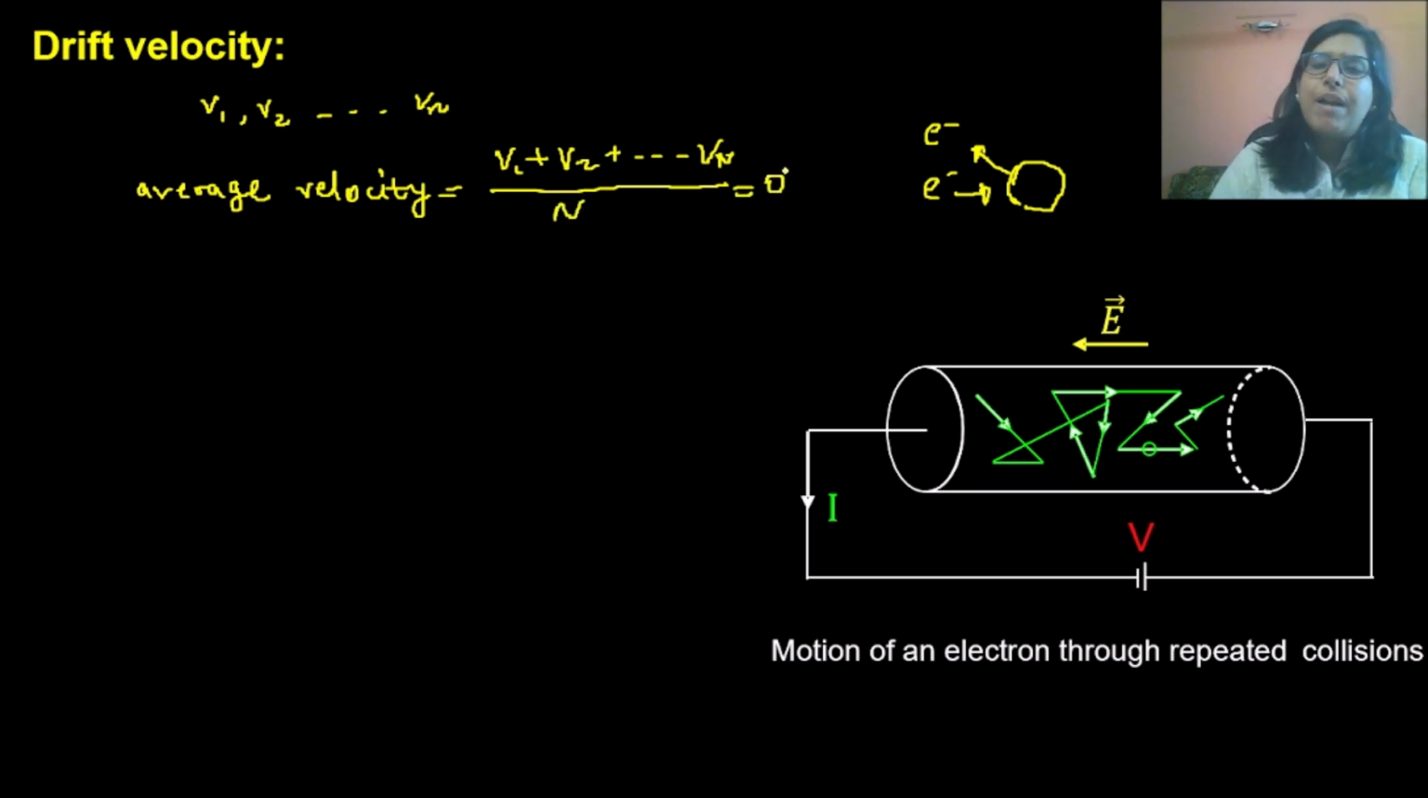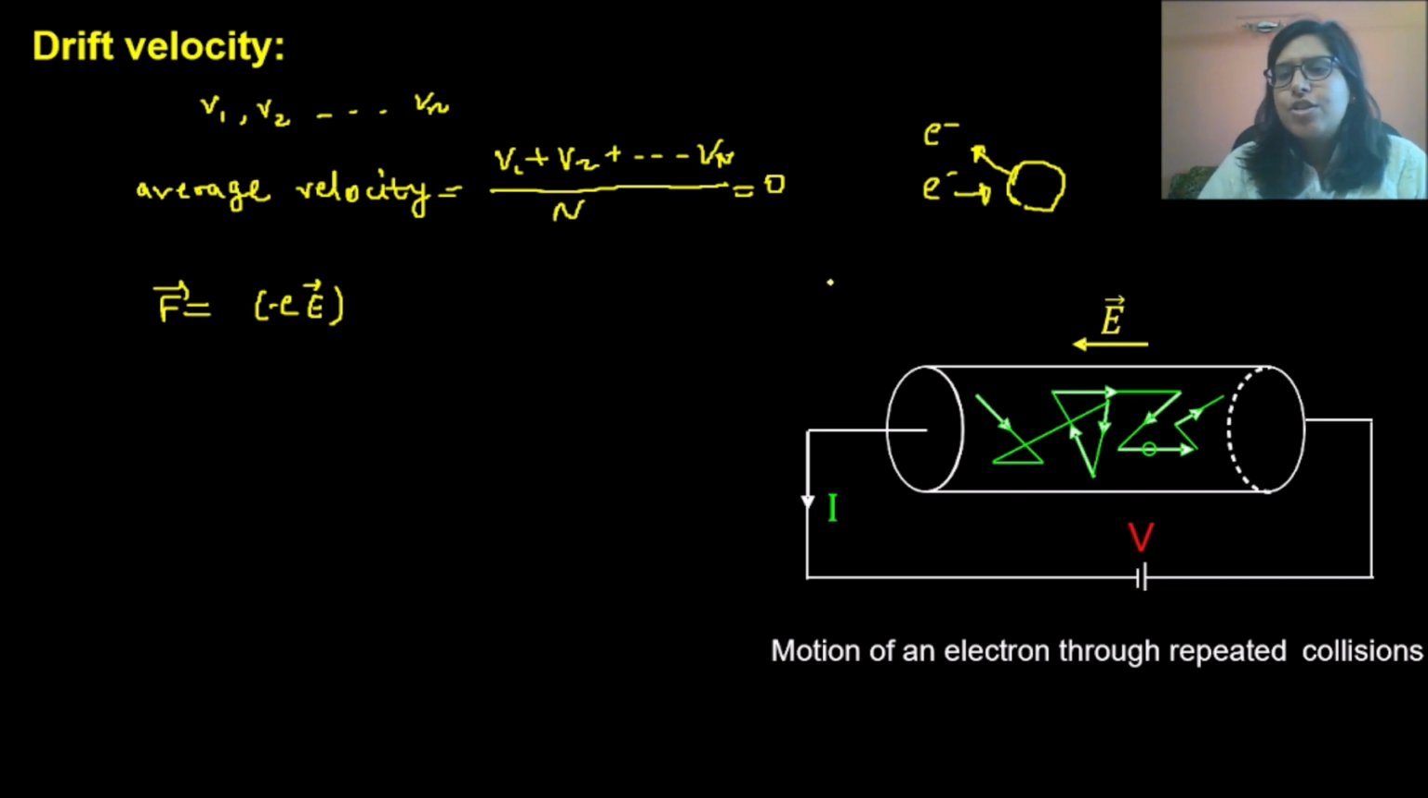Now if we apply an electric field, suppose voltage is applied in this direction, then electric field will be in this direction from high voltage to low voltage, and there will be some force on the electron, that will be F equals Q into E, where Q is minus e, so minus e into E. That means force direction will be opposite to the electric field. So force on an electron will be in this direction.